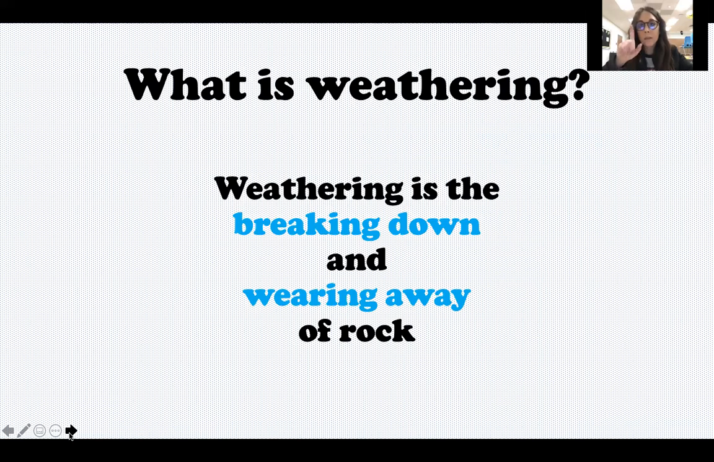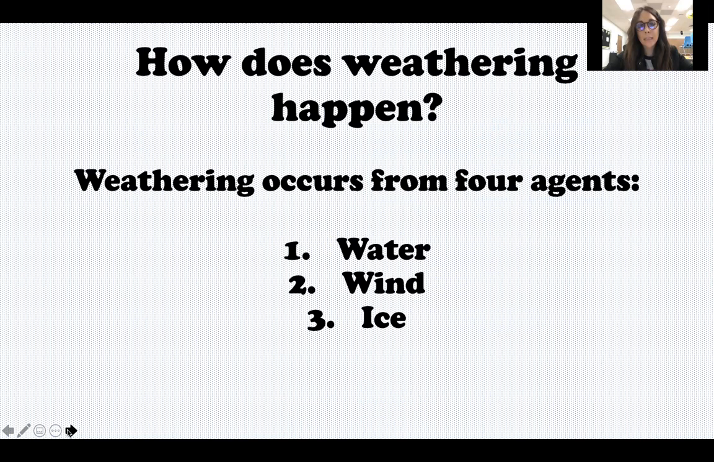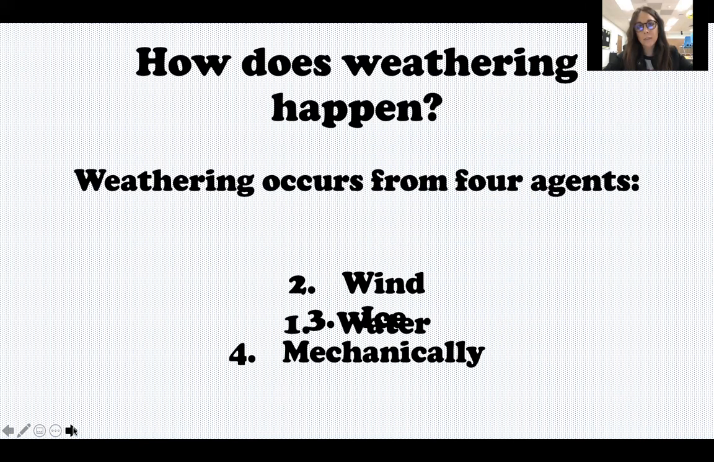So that brings me to something I want to add in really quickly, which is that remember that these are slow changes. These are not changes that happen overnight or even in a couple of years. They take a very long time, hundreds or thousands or even millions of years to happen, depending on what the change is. So weathering can be caused by four agents: water, wind, ice, or mechanical weathering, which we'll talk about what that is in just a second.